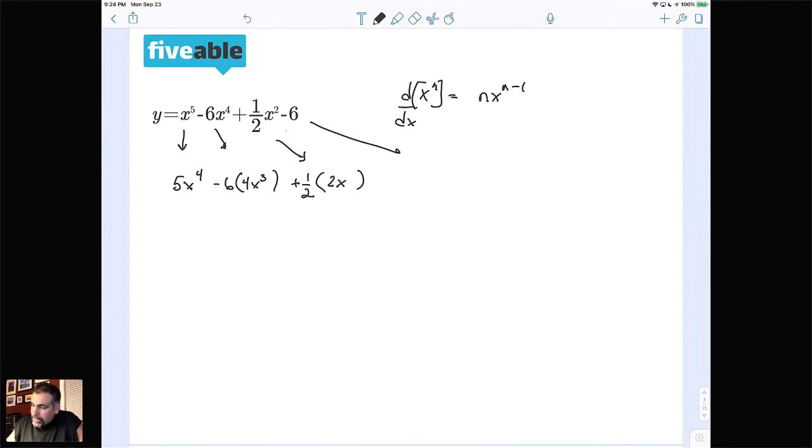And then the last piece I've got here is the derivative of negative 6. But keeping in mind that negative 6 is a constant term, the derivative of all constant terms is going to be 0. So I'm pretty much done taking the derivative of this side of the equation. But what you have to understand is we do the same thing to both sides. So I've taken the derivative of the 4 terms on the right-hand side. I now have to take the derivative of the left-hand side.